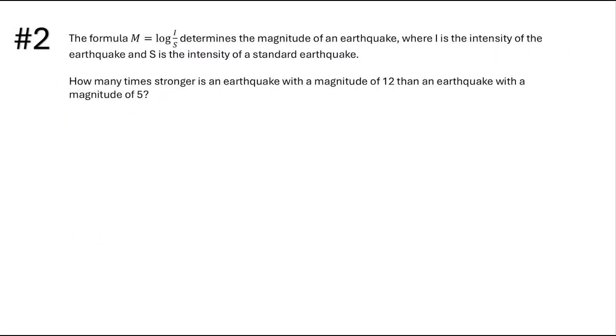This formula, m equals log I over s, determines the magnitude of an earthquake, where I is the intensity of the earthquake and s is the intensity of the standard earthquake. How many times stronger is an earthquake with magnitude 12 than an earthquake with a magnitude of 5? So we have two things to compare: we have m equals 12 earthquake, and we have m equals 5 earthquake.